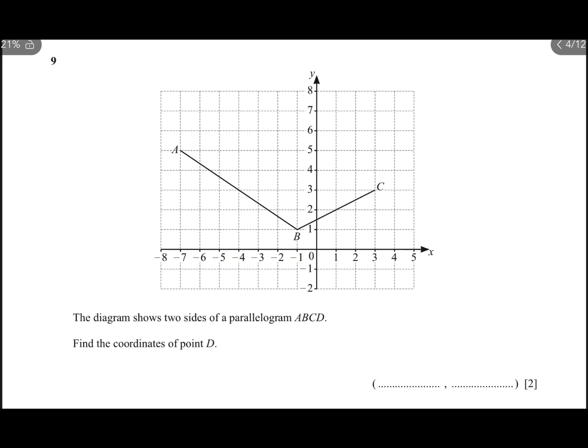The diagram shows two sides of a parallelogram ABCD. Find the coordinates of the point C. If you notice that this was drawn to this point and to this point, so if you try to replicate that here, you're going to have something like this, also to this point. So definitely this is going to be D, because if we join it back, we have something like this. So D is going to be on the x-axis, it is minus 3, and on the y-axis it is 7. So that is minus 3 comma 7.